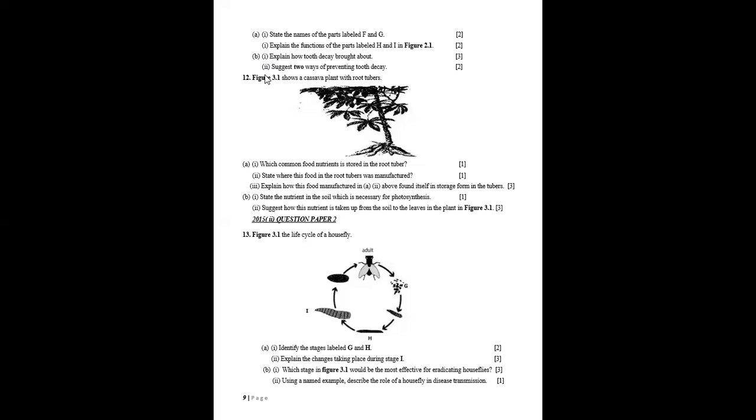Then B2 suggests two ways of preventing tooth decay. Number one, brushing teeth with fluoride toothpaste after every meal. The second one, avoiding intake of sugary food.